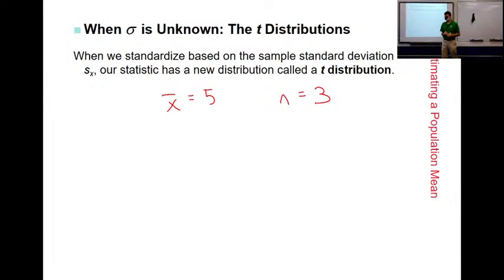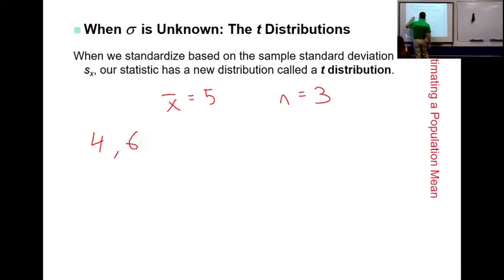N is 3. There are 3 numbers on my list. Can you guarantee me what the 3 numbers are? No. What if I tell you the first number in the list is 4 and there are 2 more numbers on the list? Can you guarantee me what the other 2 numbers are? No.